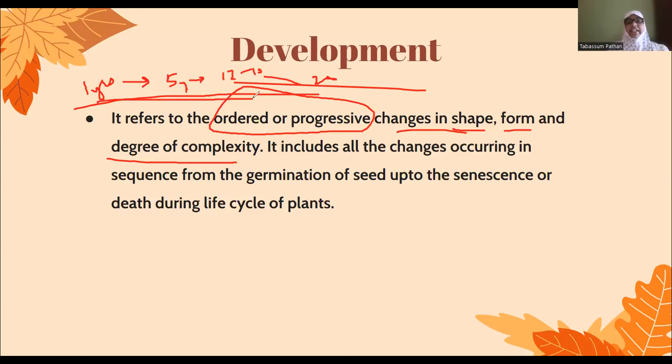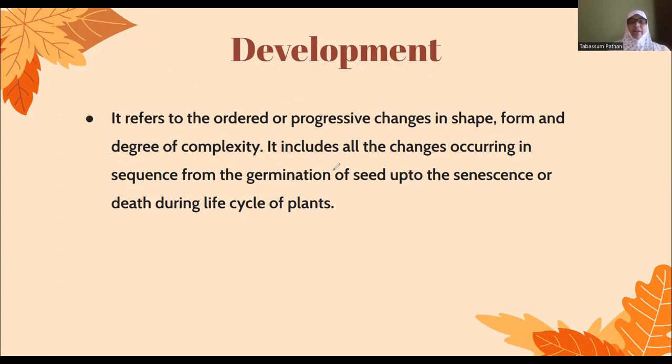We see the increase in size over here, increase in height, increase in body mass. The features are well formed in the adult stage. So that is what we mean by development. It includes all the changes occurring in a sequential manner, right from the germination of the seed till the plant withers, till its senescence or death occurs, during the life cycle of the plant.